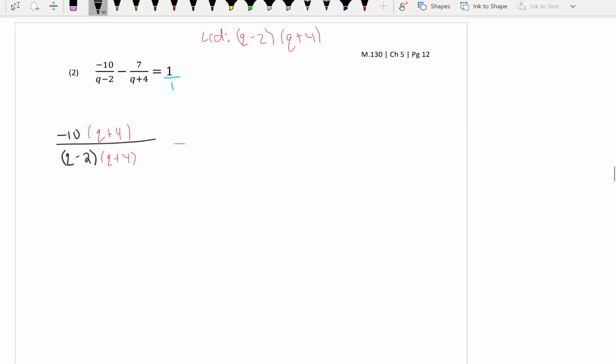So I need to multiply bottom and top by what's missing. And I have a subtraction. Now I have a 7 over q plus 4. What's missing from this denominator from my LCD would be a q minus 2. So I need to multiply both the denominator and the numerator by what is missing. And I also have a 1 over 1. What's missing here is everything. So I need a q minus 2 and a q plus 4.